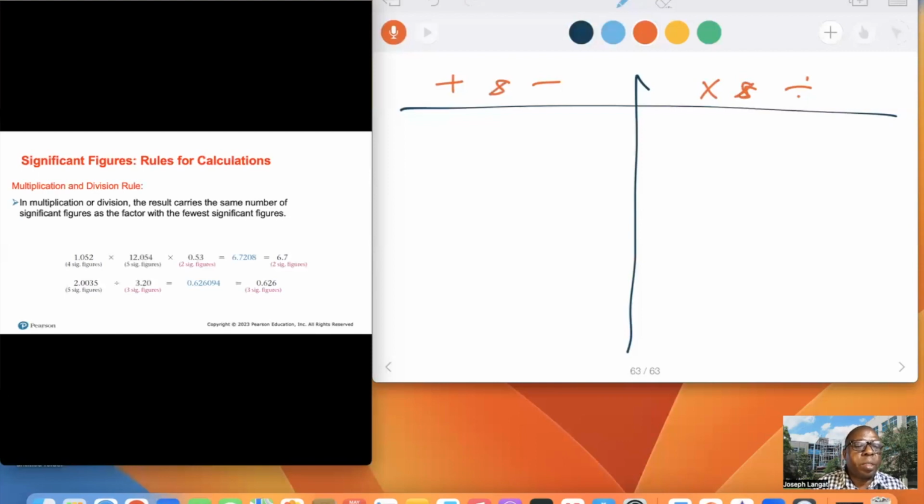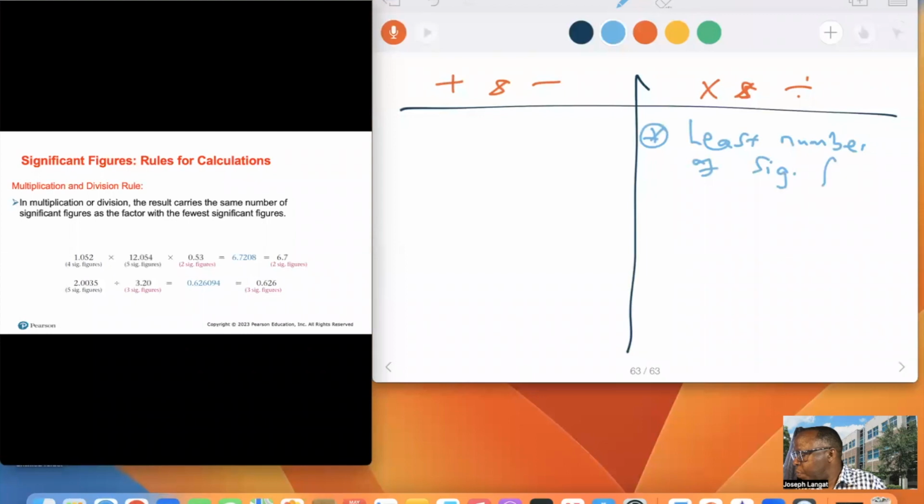Here is the calculation for multiplication and division. Here, I will look at the least number of significant figures. For example, 2.33 centimeters times 1.2 centimeters.